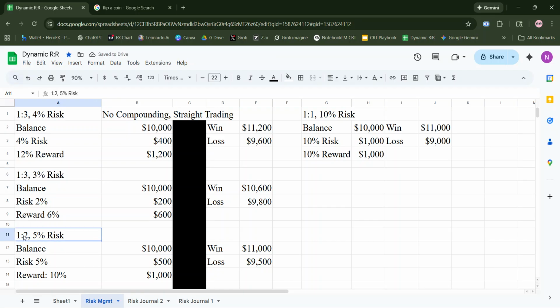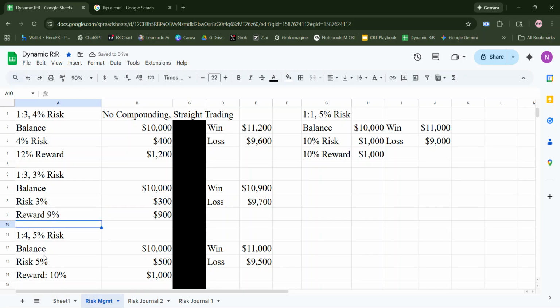Here, let's say here, I'll keep that at 5, but I'll go for a 1 to 4. Let's try that. Okay. And then the 1 to 1, let's try that at 5%. Okay, so we're going to update the math real quick. So we're going to risk 3% here. So we'll be risking 3% to get 9%.